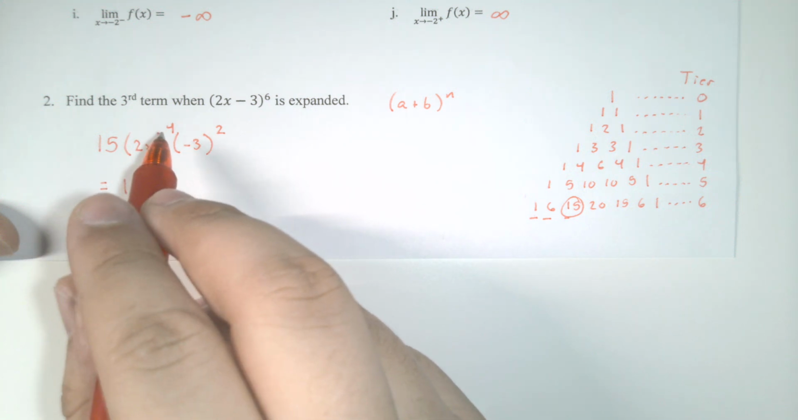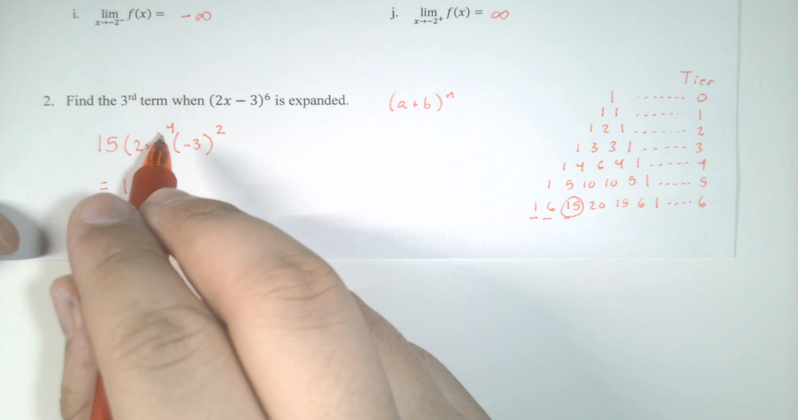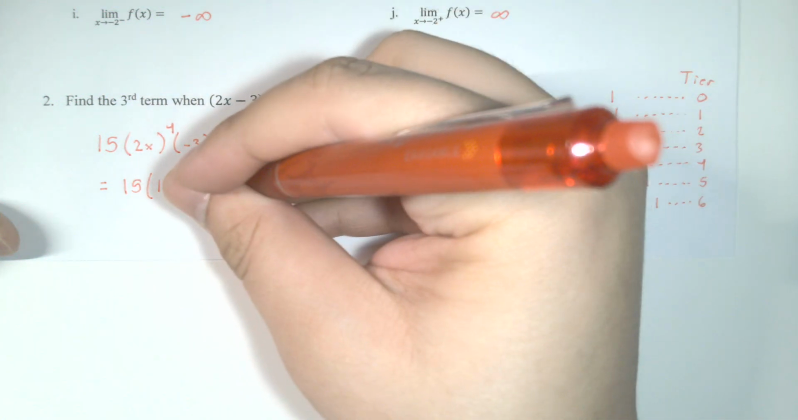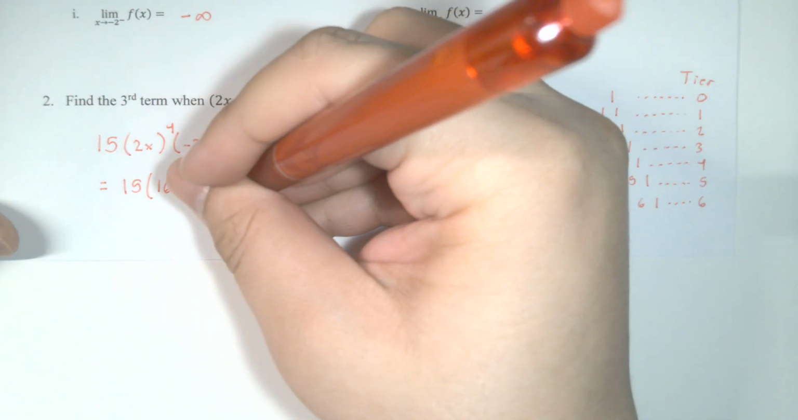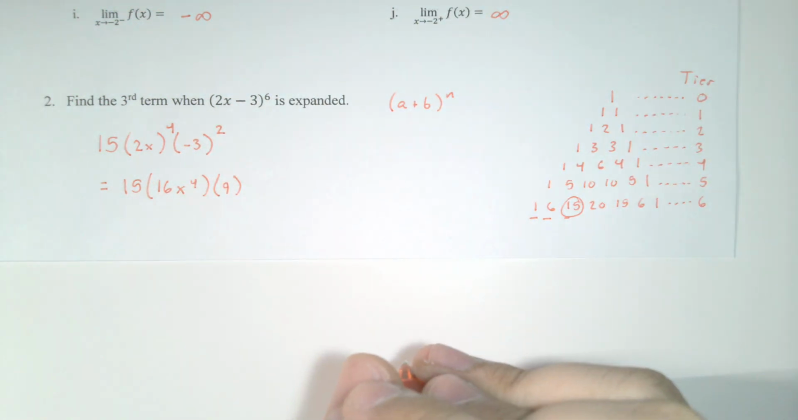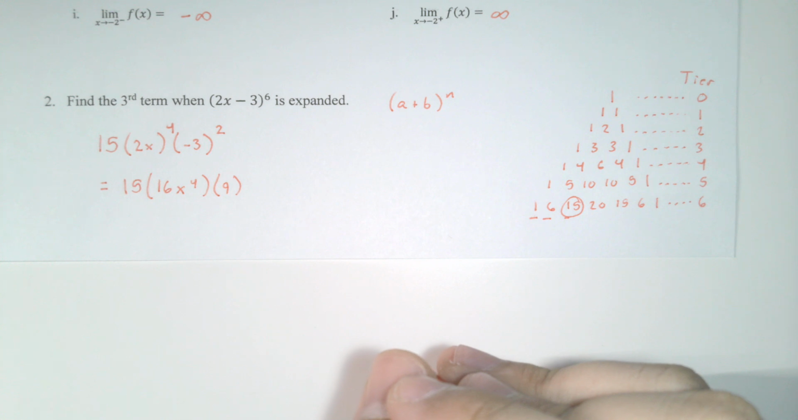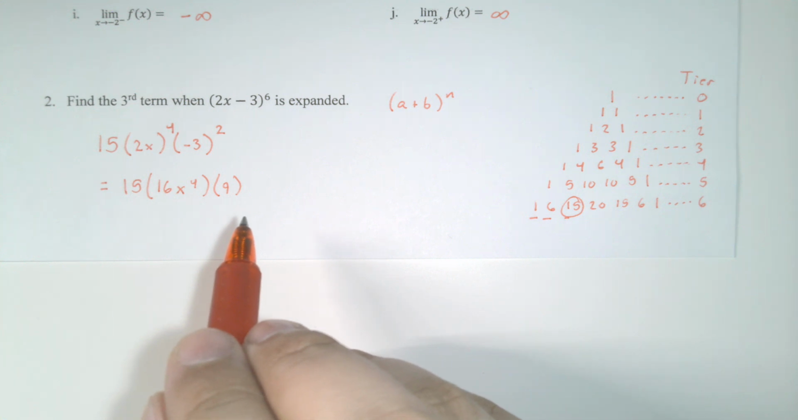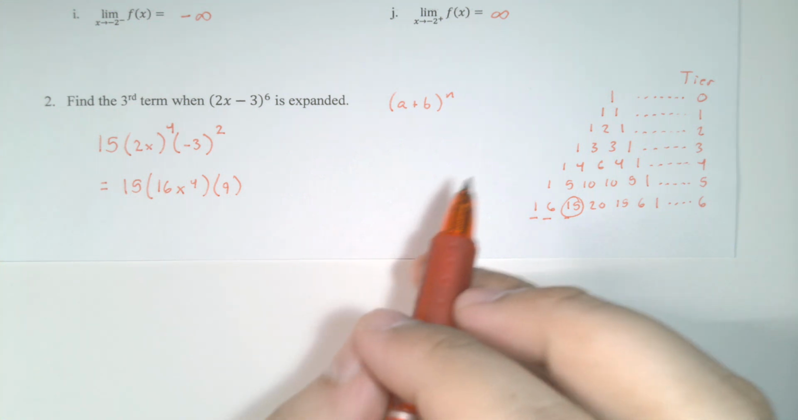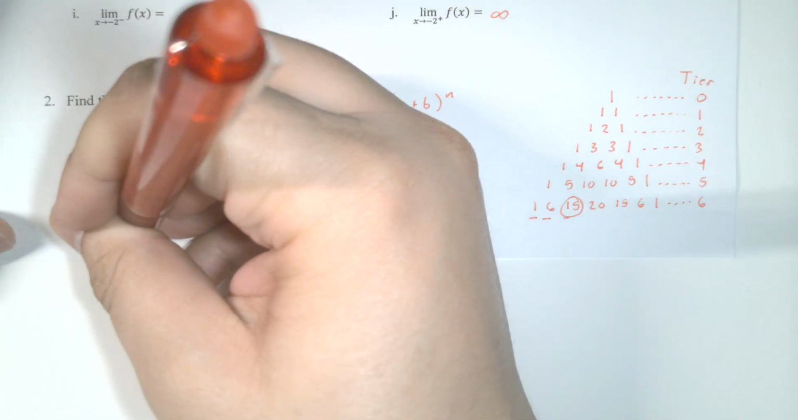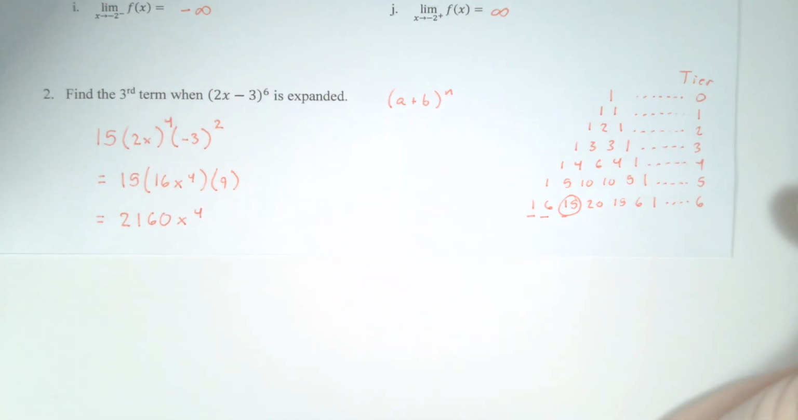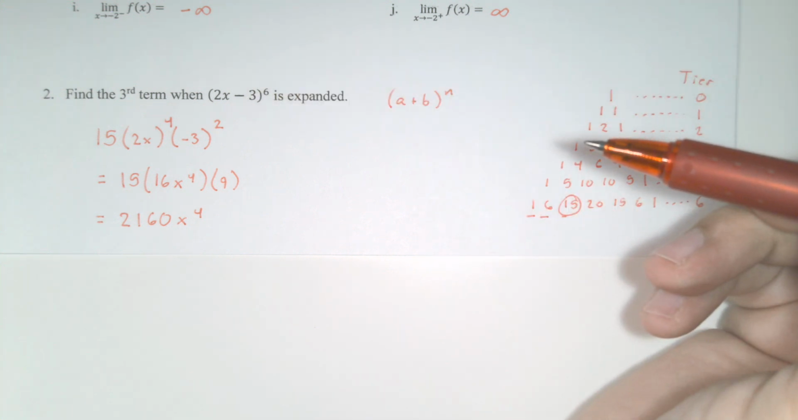We have 15, and then 2x to the power of 4. 2 to the power of 4 is going to be 16. And then we have x to the power of 4. And then we have negative 3 squared. It's going to be 9. And the only thing we need to do now is just calculate what is 15 times 16 times 9. My brain's not big enough for that. So putting into our calculator, that comes out to 2,160, and then times x to the 4th. And so that is the third term when this is expanded.